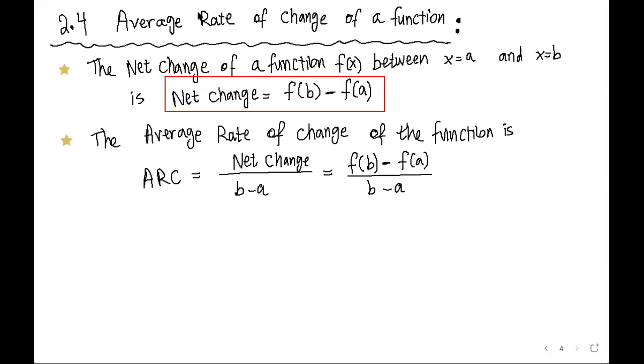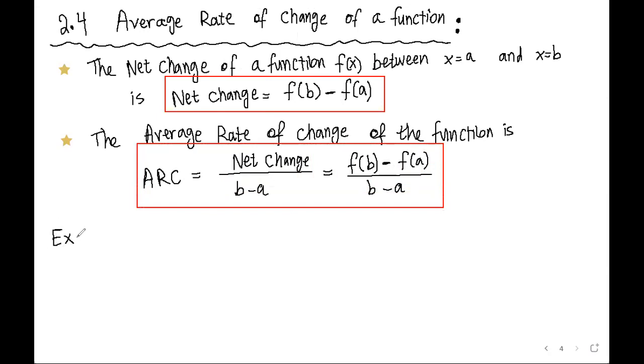Okay, so let me give you an example. Oh, by the way, this is f of b minus f of a over b minus a. It looks like a slope, but this is not the slope of just any curve. This is the slope of the secant line, between two points on the graph.